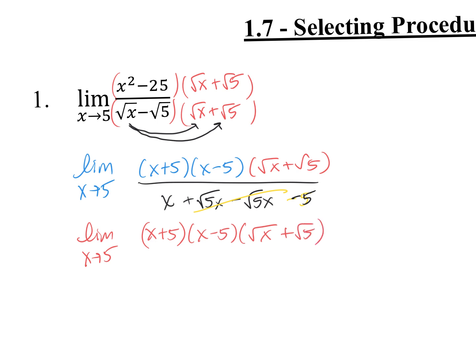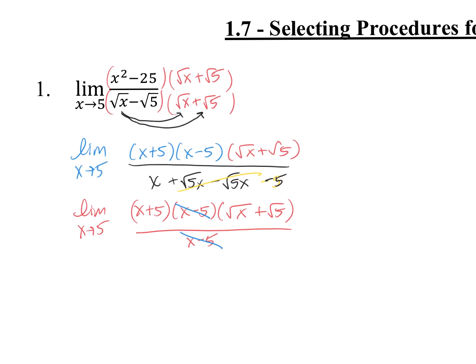But if you don't value pretty, I'm not judging you. It just helps me understand it when I'm a student sometimes. But you can just go like that. Those cancel out. And what's left then? Yeah, x plus 5 times root x plus root 5. Which would equal 10 times.